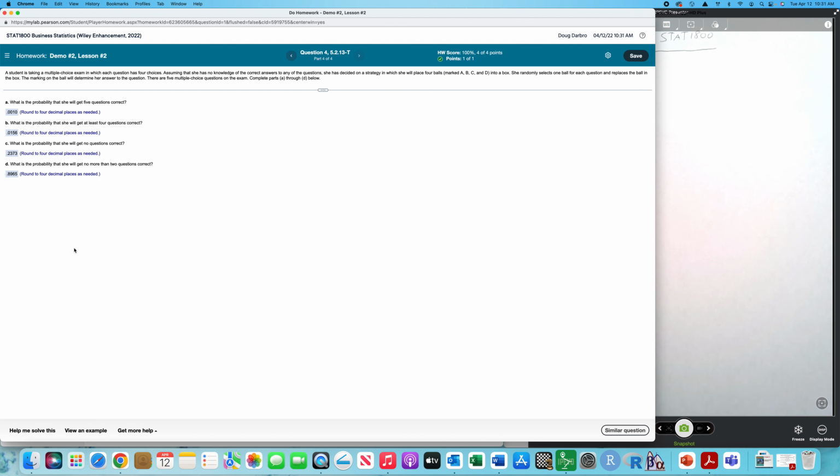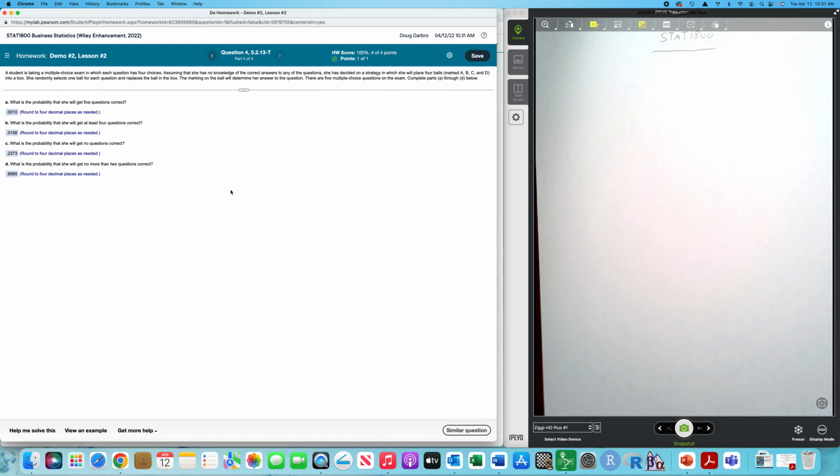All right, a student is taking a multiple choice exam, in which case each question has 4 choices, A, B, C, D. Well, this is an interesting approach. Instead of studying, the student has decided on a strategy where she'll place the 4 balls in a box, and she'll pull out a randomly selected ball, and then whatever that is, that will correspond with the answer that she puts on her test. So she has 5 multiple choice exams.